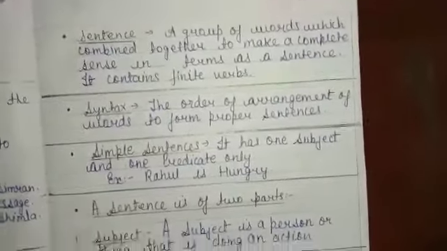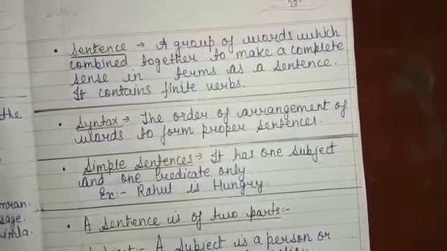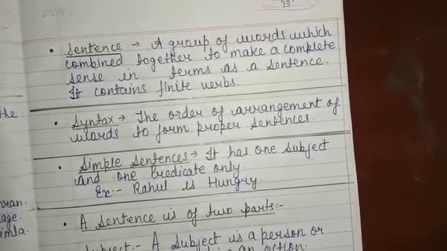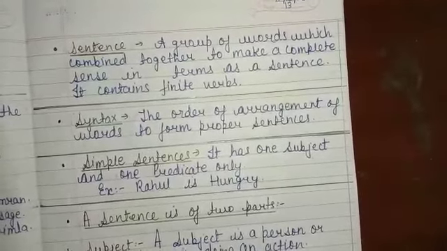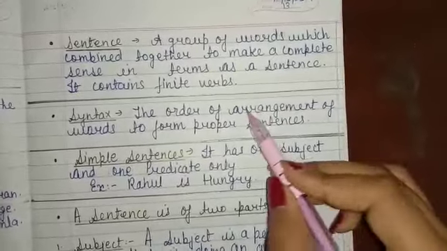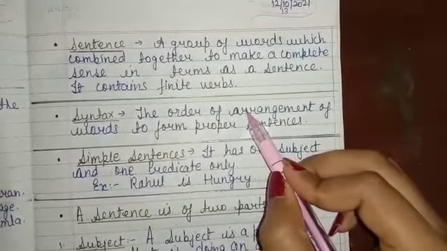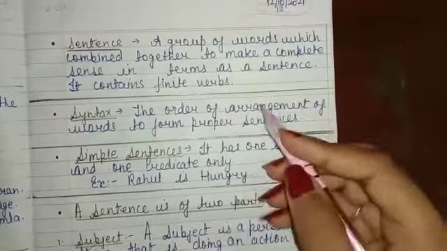So what do we mean by sentence, students? We have already taught you in the previous videos. A sentence is a group of words which combine together to make complete sense. It contains finite verbs. You know the definition of the sentence. If you want to, you can also note it down.